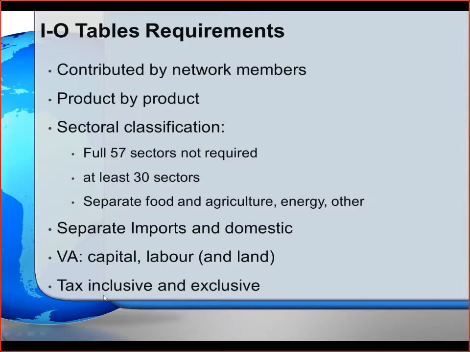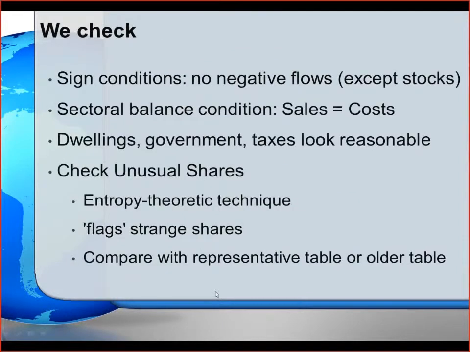So we also want tax information. We need the tax-inclusive matrix and the tax-exclusive matrix. We have a lot of sign conditions: no negative flows. Stocks are allowed, but otherwise no negative flows, and basically we remove these stocks eventually in the database construction process. And we want sales to be equal to costs, and we want some reasonable shares in terms of dwellings and government taxes. So taxes shouldn't be ridiculous. You can't have something like a 1,000% tax or so on, and then we look at the unusual.